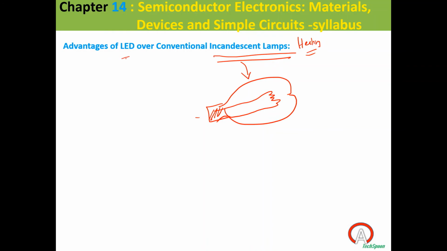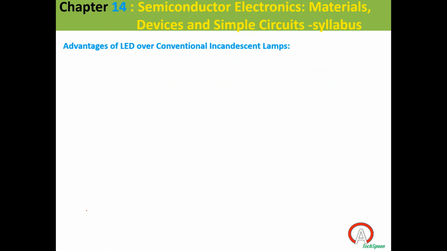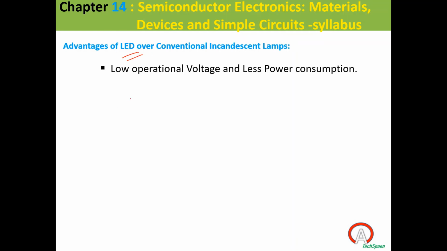Here, the recombination of electrons and holes emits light. So that is the difference between LED and incandescent. So what is the advantage? The operational voltage required for operating the LED is very less. If you replace your incandescent lamps with LED lights, you can reduce your electricity bill, because the operational voltage and power consumption of LED is very less.